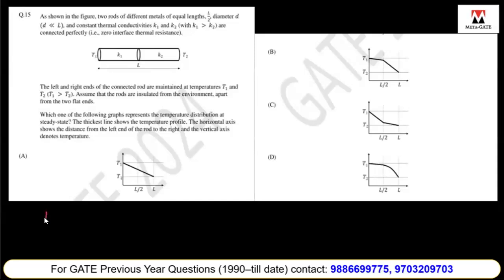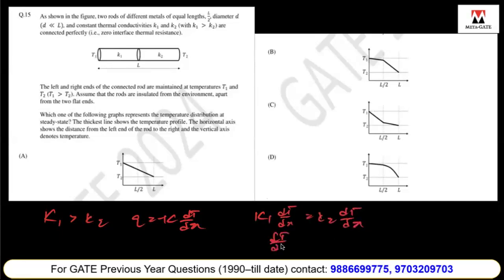So here we get to know that K1 is greater than K2. When K1 is greater than K2, it means the temperature is falling quickly at the interface. The temperature distribution in steady state heat conduction is given by Q is equal to minus K into dT by dx. Q is constant, so K1 dT by dx of 1 is equal to K2 dT by dx of 2.